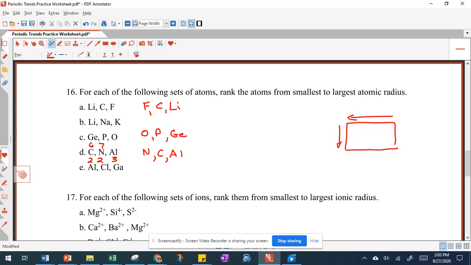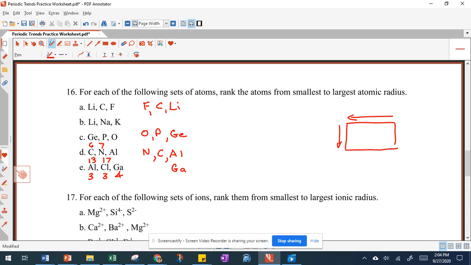If we get down to the last example here, we have aluminum, which has 3 energy levels, chlorine, which also has 3, gallium, which has 4. So again, gallium, we know right away, is going to be the largest with its 4 energy levels, so I'm going to rank that as the largest. And now we're comparing aluminum and chlorine. Again, if you're not as visual, look at the number of protons. Aluminum has 13, chlorine has 17. They have the same number of energy levels.